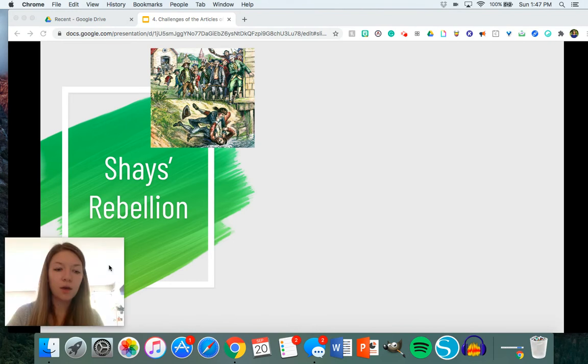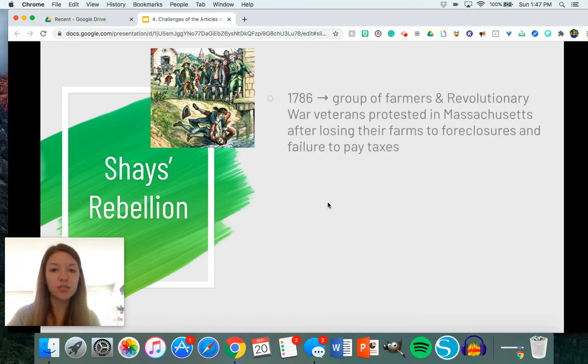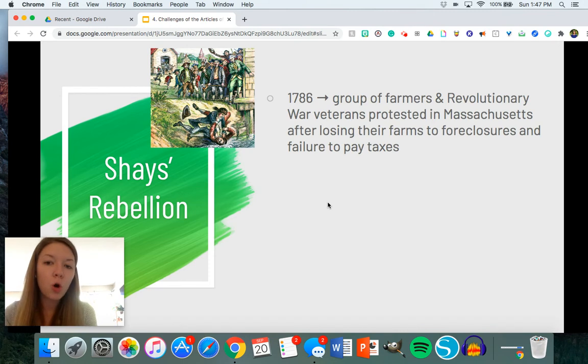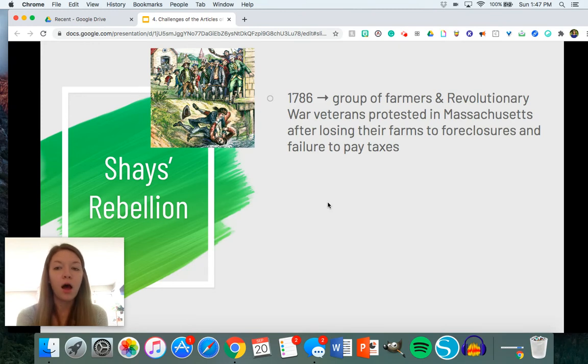All right, let's talk about Shays' Rebellion. So Shays' Rebellion, just as some background, happened in 1786. This is known as kind of like the straw that broke the camel's back of the Articles of Confederation. This is kind of what killed it. So this event was a group of farmers and Revolutionary War veterans protesting in Massachusetts after they lost their farms to foreclosures and failure to pay taxes.